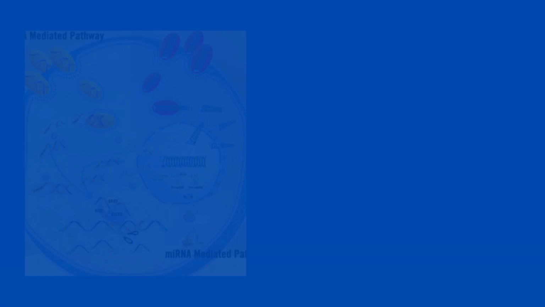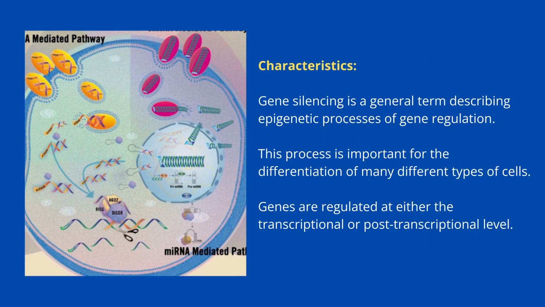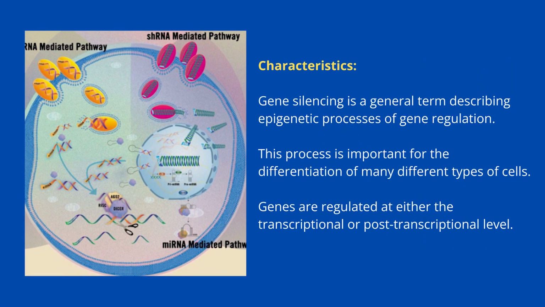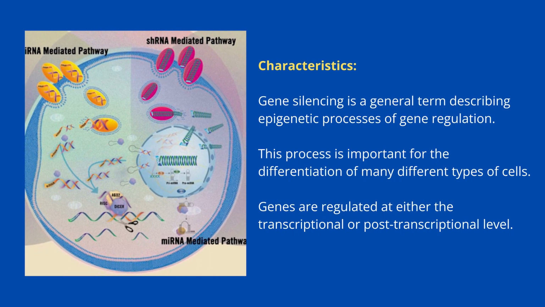What are the characteristics of gene silencing, or how can we identify that a gene has been silenced? Gene silencing is a general term describing epigenetic processes of gene regulation. What is epigenesis? I will discuss that in further slides. This process is important for the differentiation of many different types of cells. Genes are regulated at either the transcriptional level itself or after transcription, that is, at the post-transcriptional level.